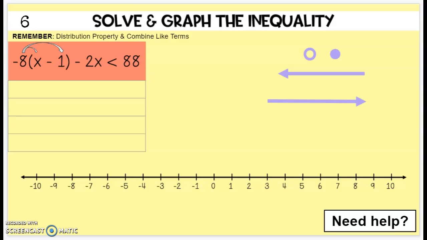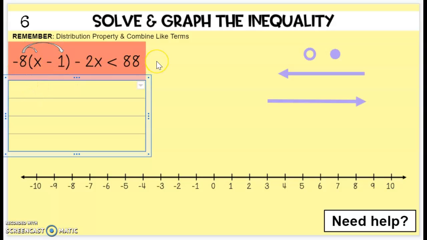Okay, multi-step inequalities, slide 9, problem 6. Some people may still be having a problem with the distribution property and combining like terms, so I'm going to go over that. We're going to take our -8 and rainbow it in, or distribute it, into our x minus 1. So I'm just going to go ahead and distribute that in there.